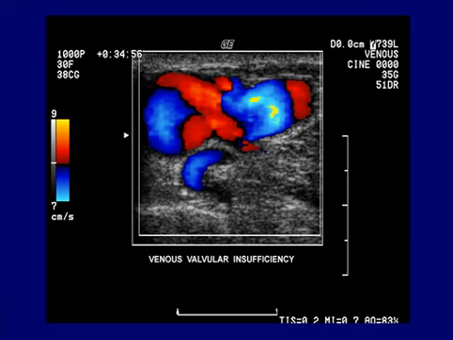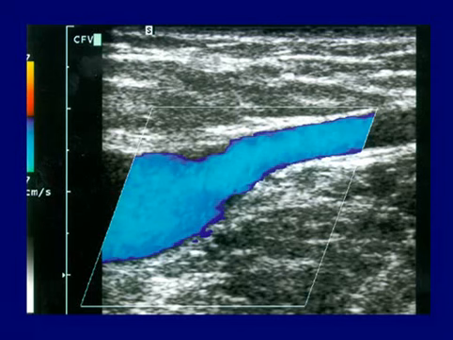Now, what about the superficial system? That's really what clinically we can see a lot of varicose veins in these patients. We'll start at the saphenofemoral junction, which is illustrated here. Here's the great saphenous vein emptying into the common femoral vein. Color-coded in blue, flow is going all the way back up towards the heart. So that's normal antegrade flow.